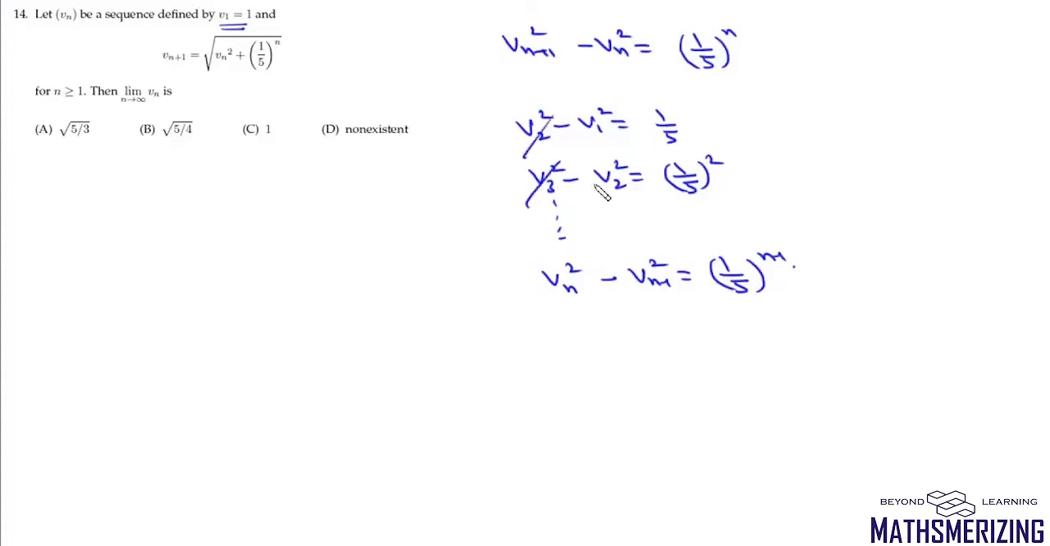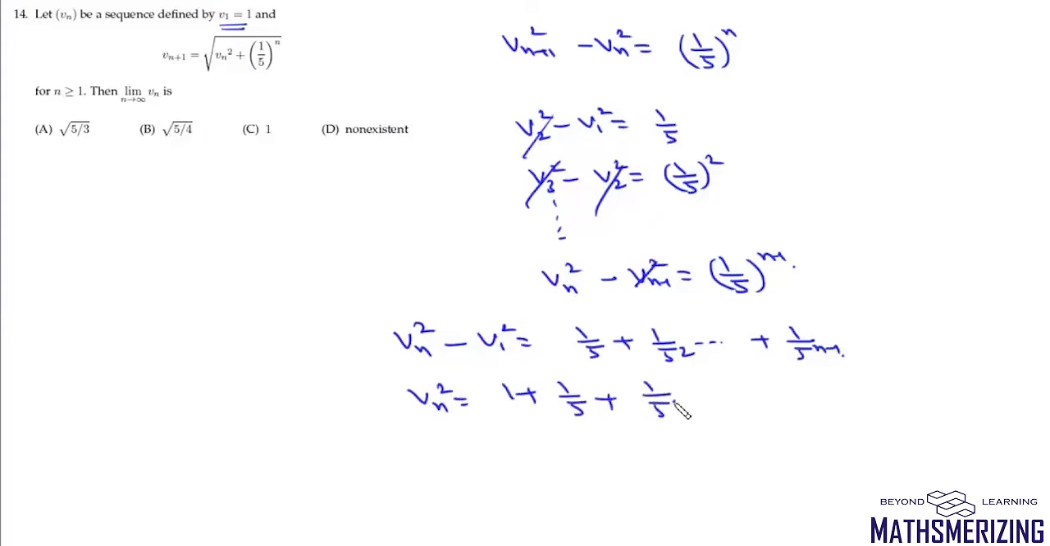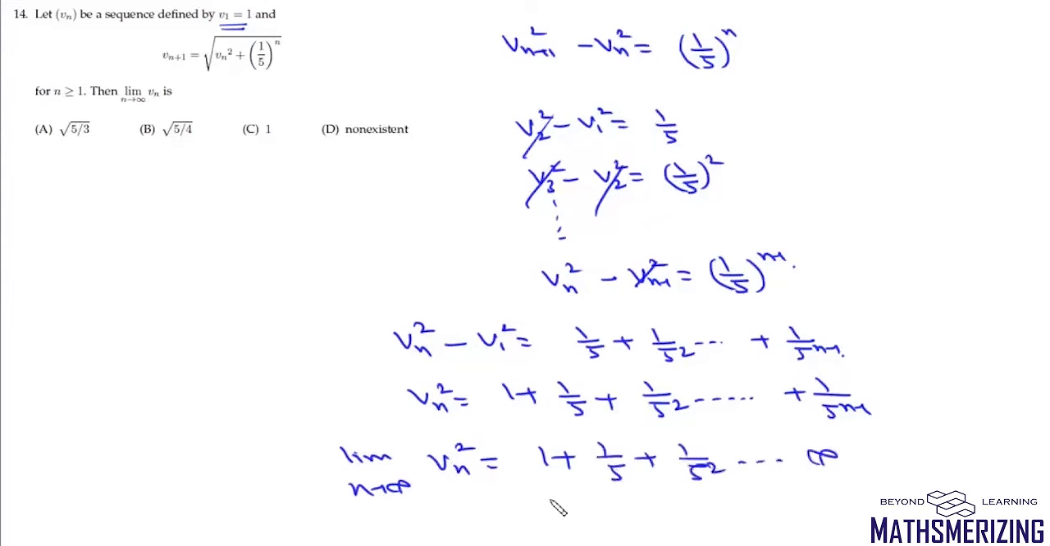From here we can write Vn square minus V1 square, and it'll be 1 by 5 plus 1 upon 5 square plus 1 upon 5 to the power n minus 1. So we can write Vn square as, now V1 is 1, 1 plus 1 by 5, 1 by 5 square, 1 upon 5 to the power n minus 1. Now we need to find this limit, limit n tends to infinite Vn. So we'll find limit n tends to infinite Vn square, it is nothing but this infinite GP. So we know that sum of infinite GP is a upon 1 minus r. So from here, Vn square limit n tends to infinite will be 1 upon 1 minus 1 by 5, which is 5 by 4. So this limit n tends to infinite Vn will be simply root 5 by 4, and that's your option number B.